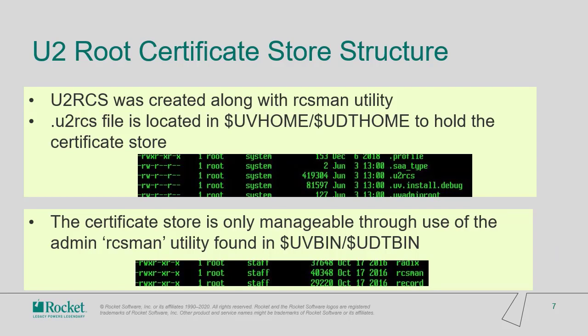A little on the U2 RCS structure here. The U2 RCS is just this .u2rcs file that's located in either the Universe home directory or Unidata home directory, and that holds the entire certificate store in that one file. I believe it's encrypted. If you try to look at it with a text editor, it's all ciphertext. So the only way to manage and access it is through the RCS-man utility. That one's found in the Universe bin or Unidata bin directory.